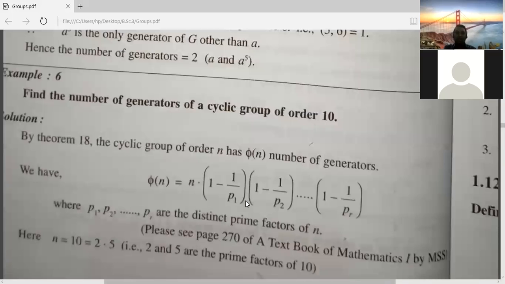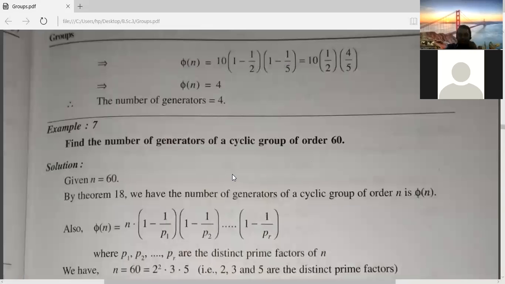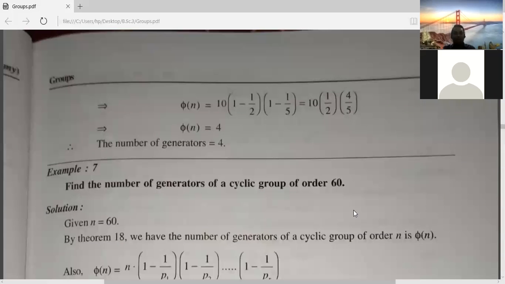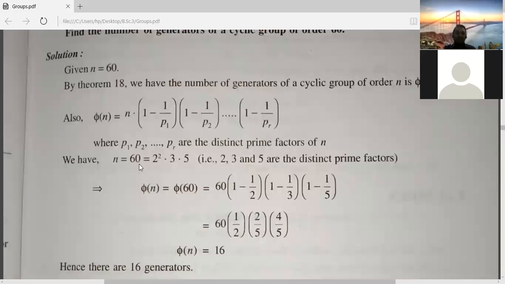Now, we can find how many generators there are for the cyclic group of order 10. The number of generators is 4. Similarly, if you take the cyclic group of order 60, we can find the generators. Here n equals 60, and from the last theorem, the number of generators of a cyclic group of order n is phi of n, where phi of n equals n into 1 minus 1 by p1, 1 minus 1 by p2, and so on to 1 minus 1 by pr, where p1, p2, and so on to pr are the distinct prime factors of n.